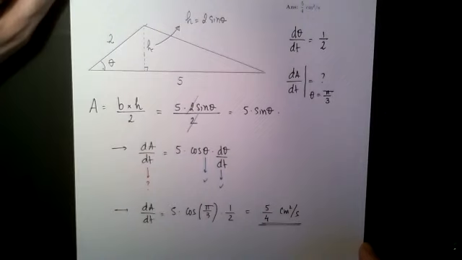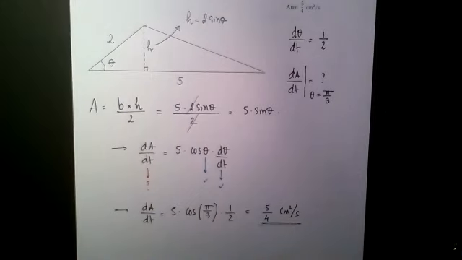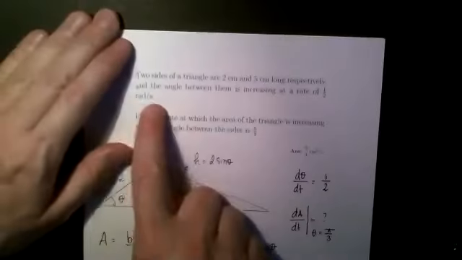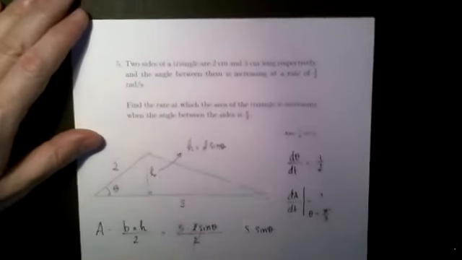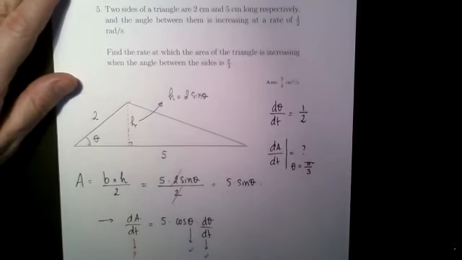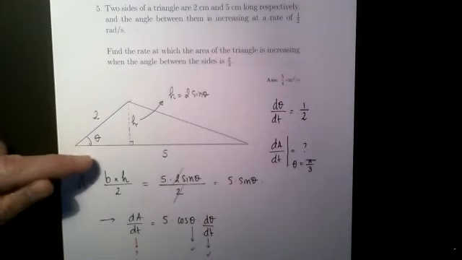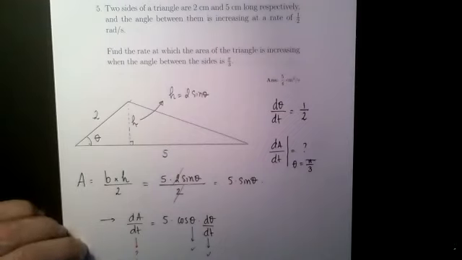Any questions? Sir, what was the point of them giving radians per second? Of what? Oh, radians per second in the question. What was the point of writing it as radians per second? Yes. Because that's the unit. Every second, the angle here increases by half a radian. Okay.